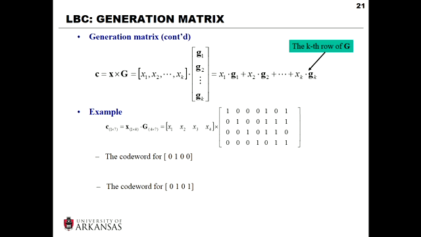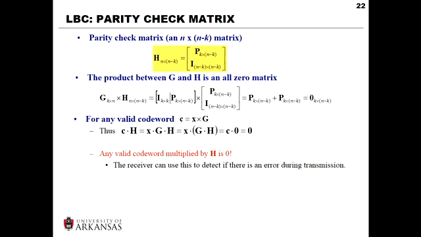And so that's the generation matrix. Based on the generation matrix, we can also write the parity check matrix. The parity check matrix has a dimension of N by N minus K. And the structure of the parity check matrix is P on top and I on the bottom. If we perform matrix multiplication, G times H, the result will always be 0. We will always get an all-0 matrix.